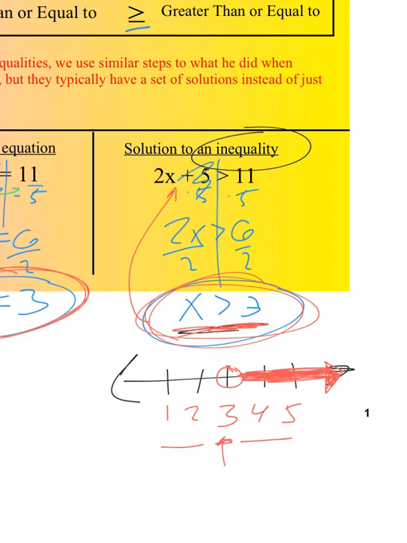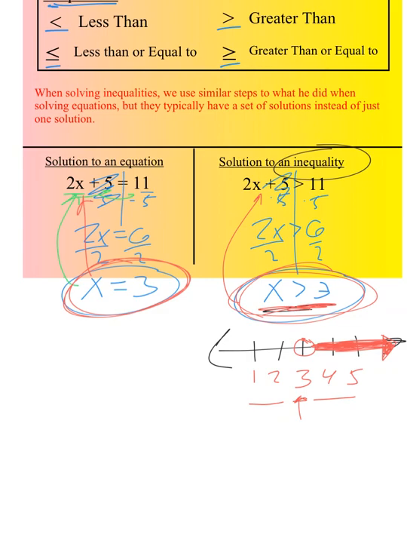So there's, again, the big difference between equations and inequalities is inequalities, we get many answers, and so we usually draw a graph to represent that.